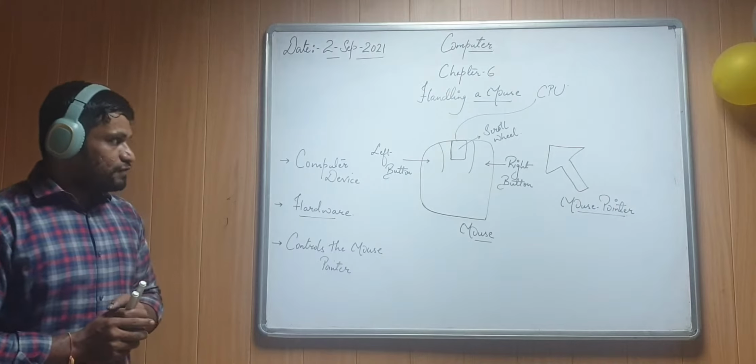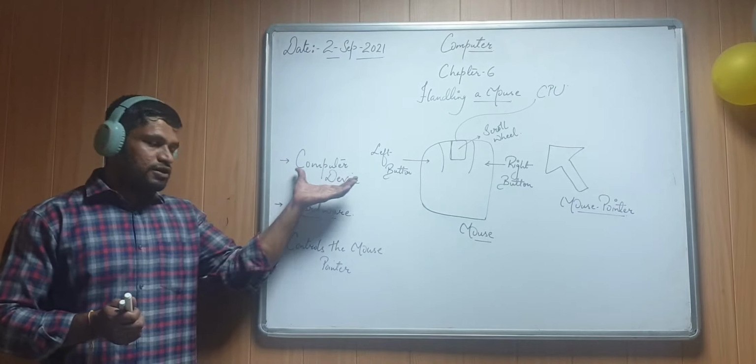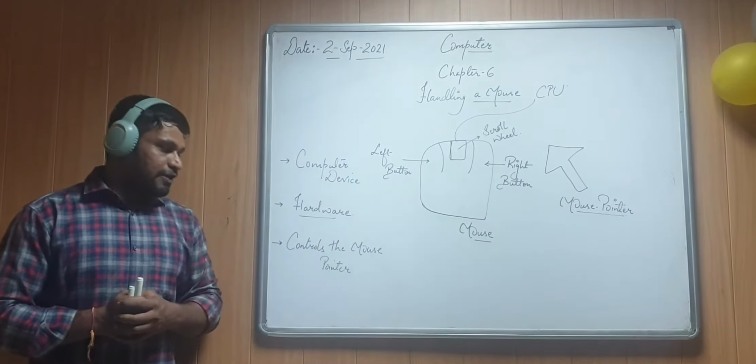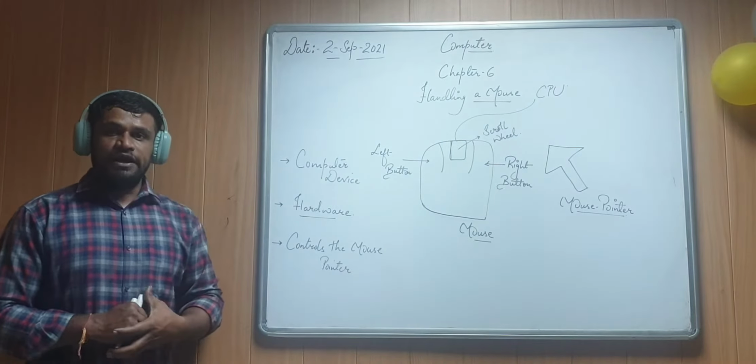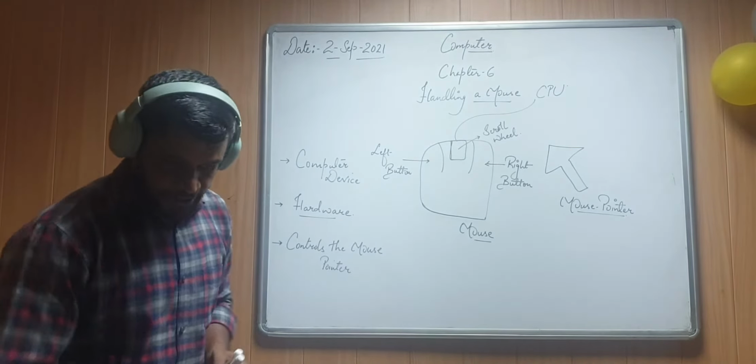So this is the starting of the chapter. That is, what is a mouse? Mouse is a computer device which is basically a hardware and which controls the mouse pointer.